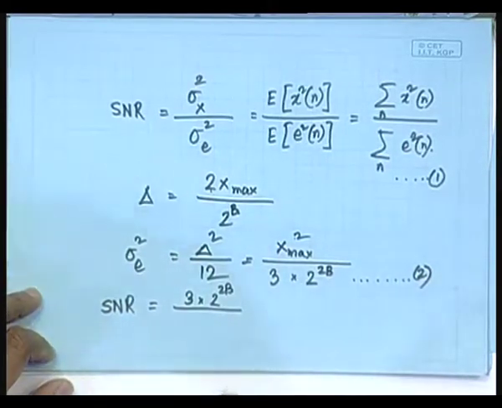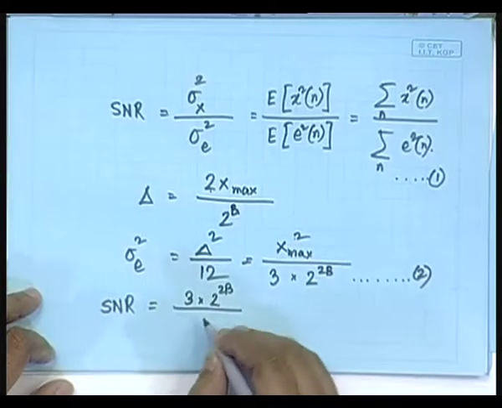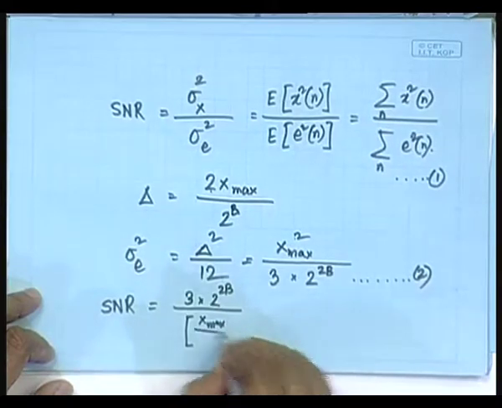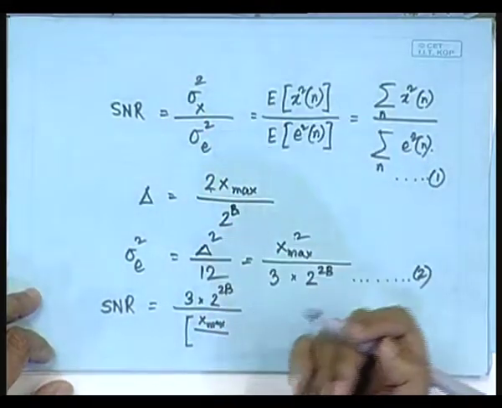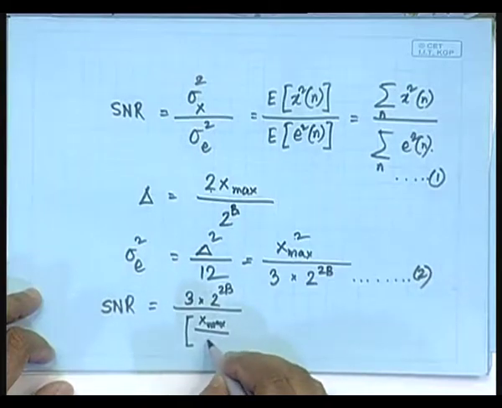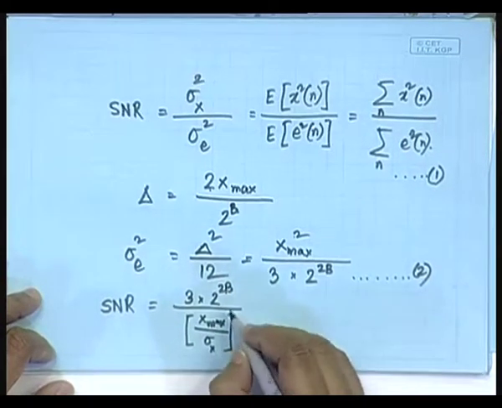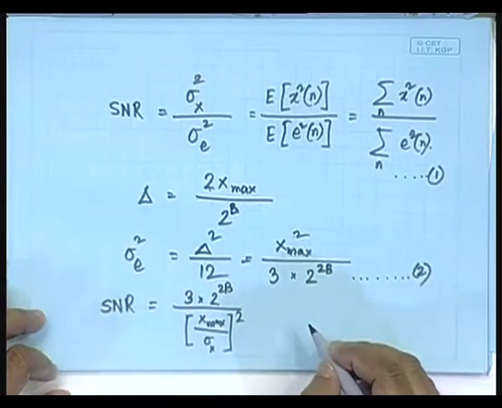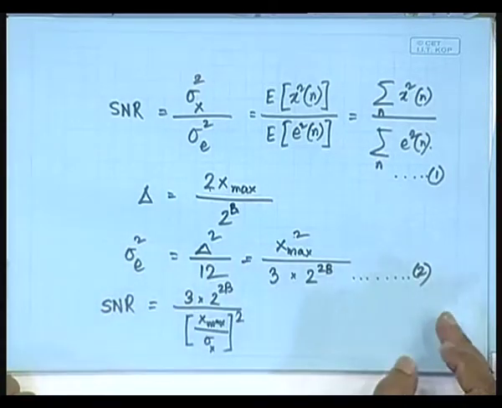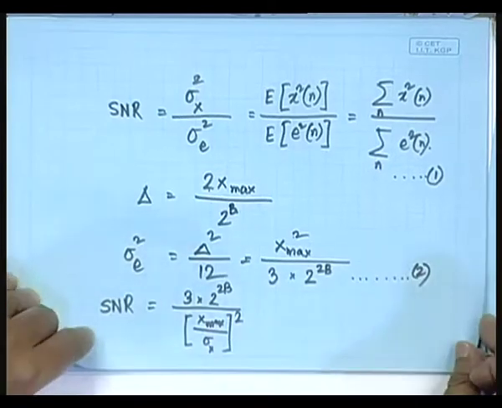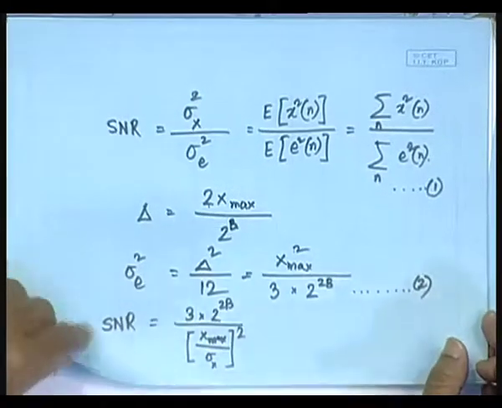So, 3 into 2 to the power 2b goes to the top, and in the denominator we have x max square, and sigma square x, which is in the numerator, if it is brought to the denominator side, then we have to express this as x max by sigma x, this quantity whole square. So, this is going to be our signal to noise ratio. Now, this is just a ratio, and if we would like to express the signal to noise ratio in dB, we are going to write it like this.